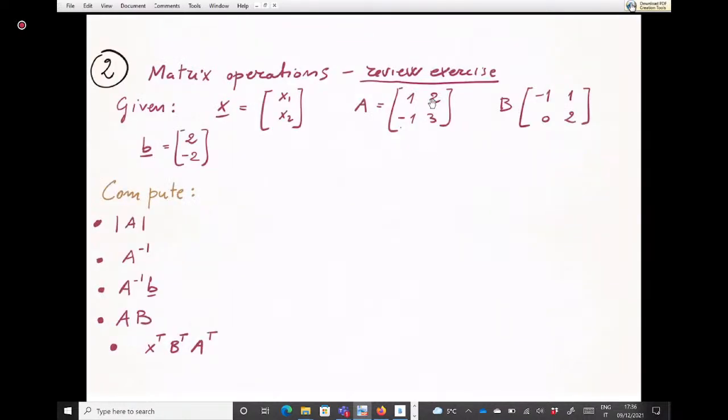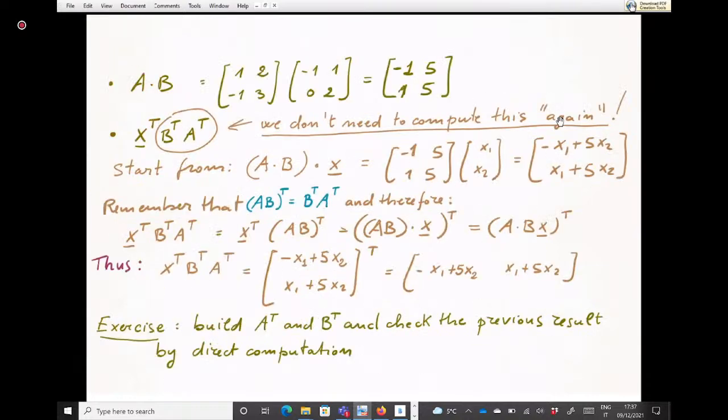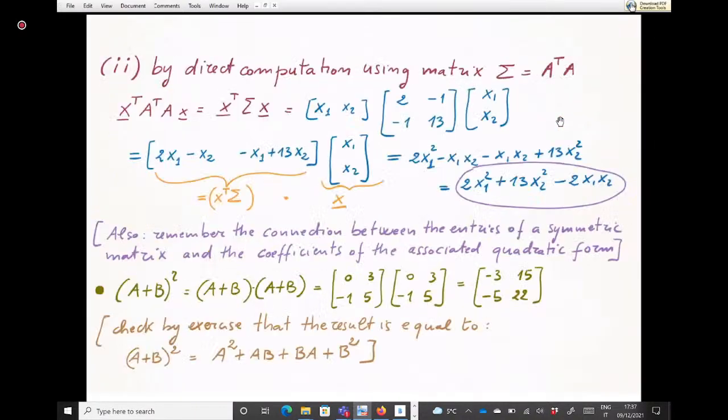If you add A to B, adding two matrices with the same structure means adding the elements one by one. So the sum of matrices occurs element-wise, element by element, okay? For instance, the term in the first position is 0, the one in the second position here is 3, and so on. So you have the sum. Computing the square of a matrix means multiplying the matrix by itself, provided that it is square, okay? So you multiply the matrix by itself and you obtain this one.